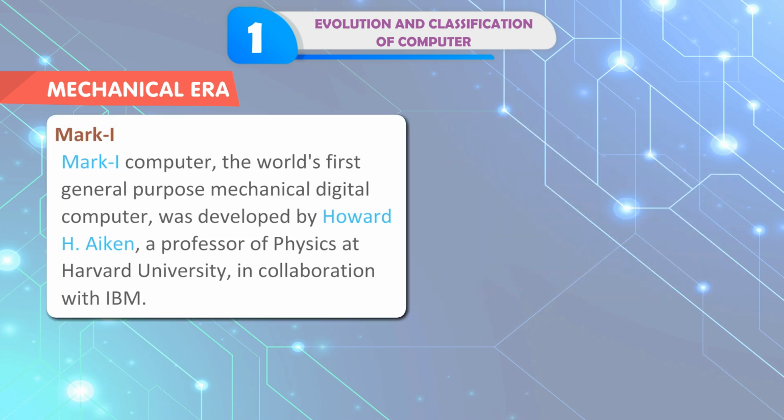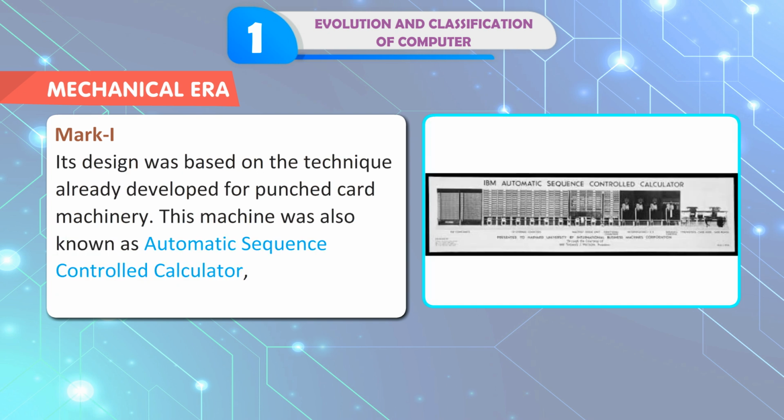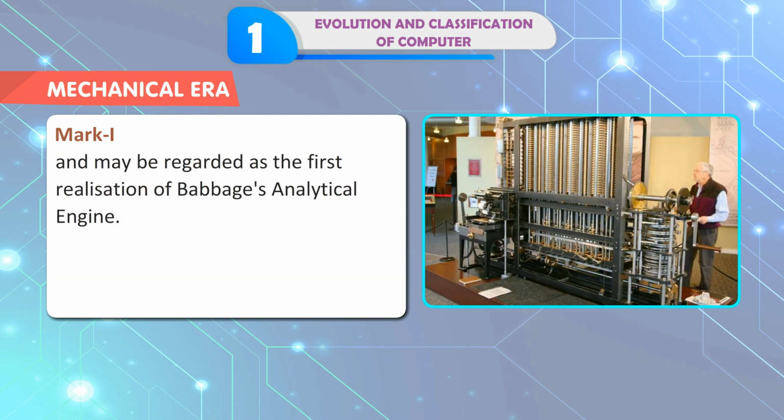Mark I. Mark I computer, the world's first general-purpose mechanical digital computer, was developed by Howard H. Aiken, a professor of physics at Harvard University in collaboration with IBM. Its design was based on the technique already developed for punched card machinery. This machine was also known as automatic sequence-controlled calculator and may be regarded as the first realization of Babbage's analytical engine.